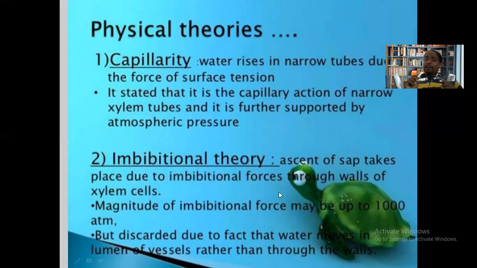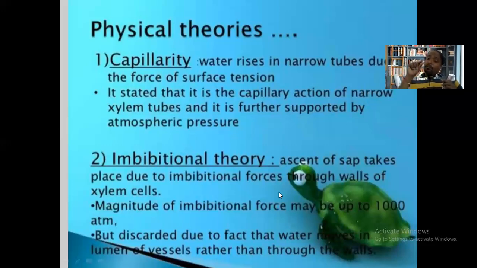The capillary theory, we know the capillary action, we all know about the capillary tube. When we dip the capillary tube into a beaker which contains water, then what do we find? We find that the level of the water inside the beaker is lower than the level of the water inside the capillary tube. Why is this so? This is because of the capillary action.